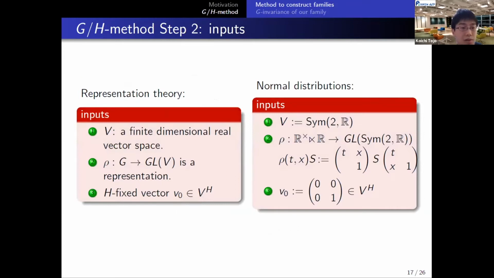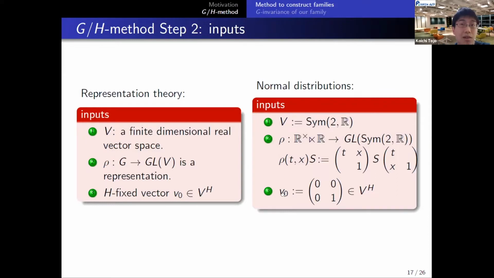In step 2, on the representation theory side, we give inputs to generate distributions. We take a finite dimensional real vector space, a representation rho of G, and a non-zero H-fixed vector V0. Here GL(V) is the set of all linear isomorphisms of V. On the normal distribution side, we take the 3 inputs like this, respectively.